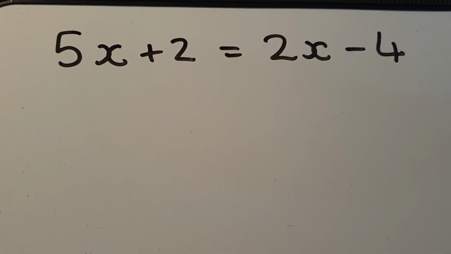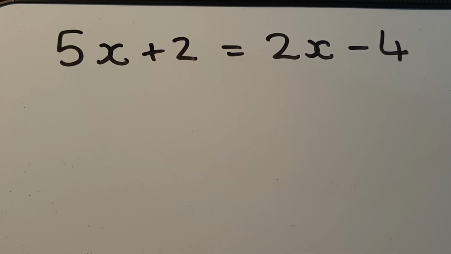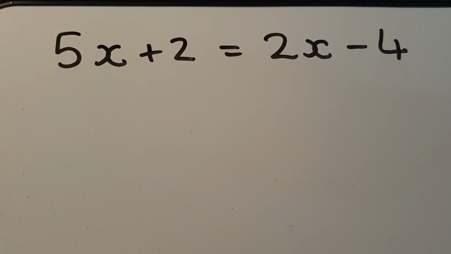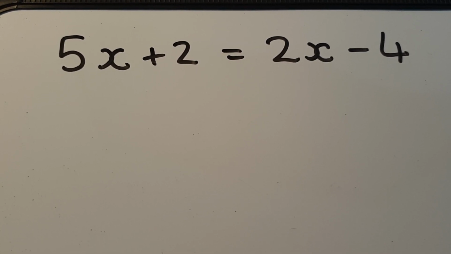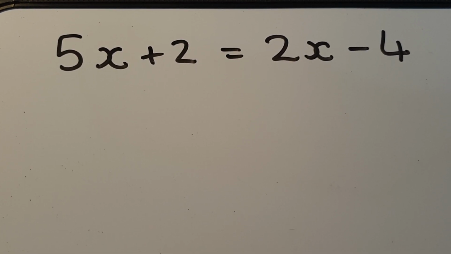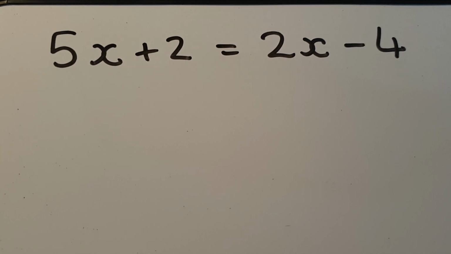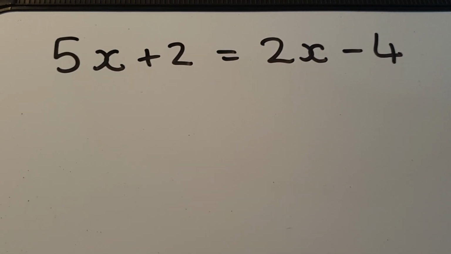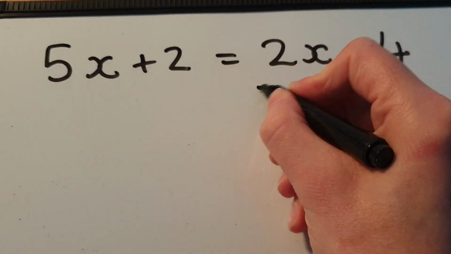This one is going to give us a negative answer, so you need to know your rules of negative numbers for this one. So just remember, when you're dividing a negative by a positive number, you'll get a negative answer. But if both numbers were negative, you'd get a positive answer. So you'll see that when we get near the end of this question.